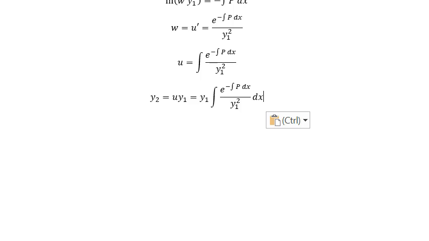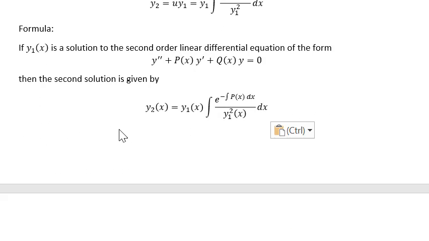So the big summary is the formula that if we have y1 as a solution to our differential equation, then we can get y2 by just using this formula. Okay, so it looks like a messy formula, but it's actually not that bad, and it'll help us solve some of the differential equations that we're going to need, and we should be able to solve for it rather quickly.